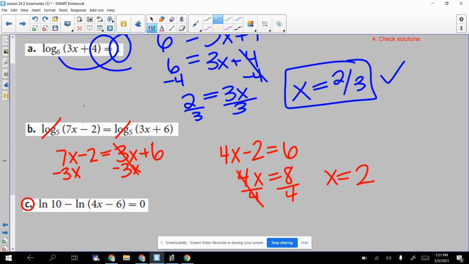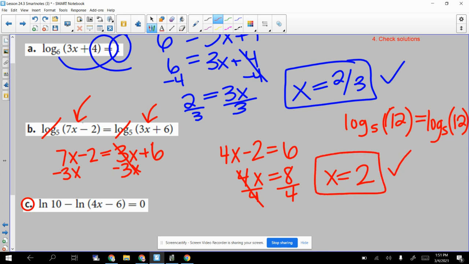Okay, now again, I want to check my work by plugging it back in here and here. So that would be log base 5 of 7 times 2 is 14. 14 minus 2 is 12. Okay, and then here, log base 5 of 3 times 2 is 6, plus 6 is also 12. So we're good to go there. So x equals 2 would be your answer, because these match up.